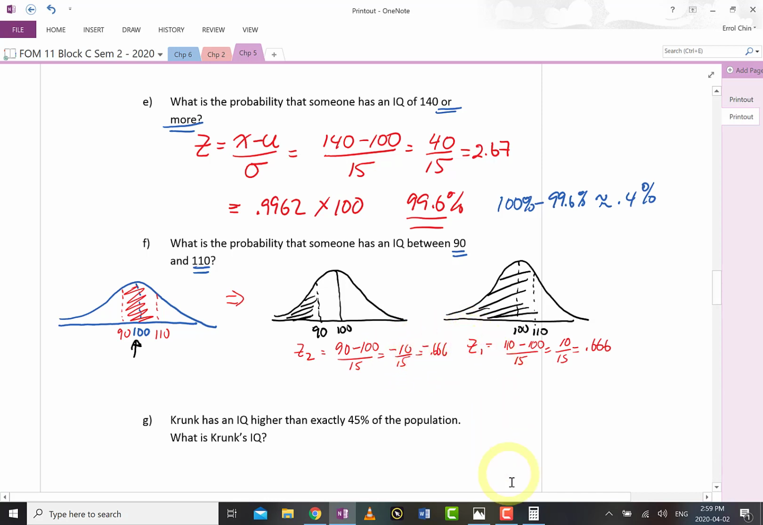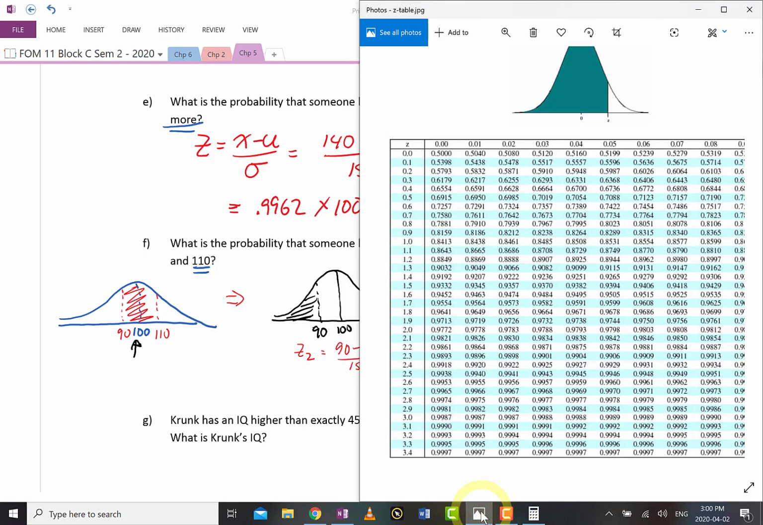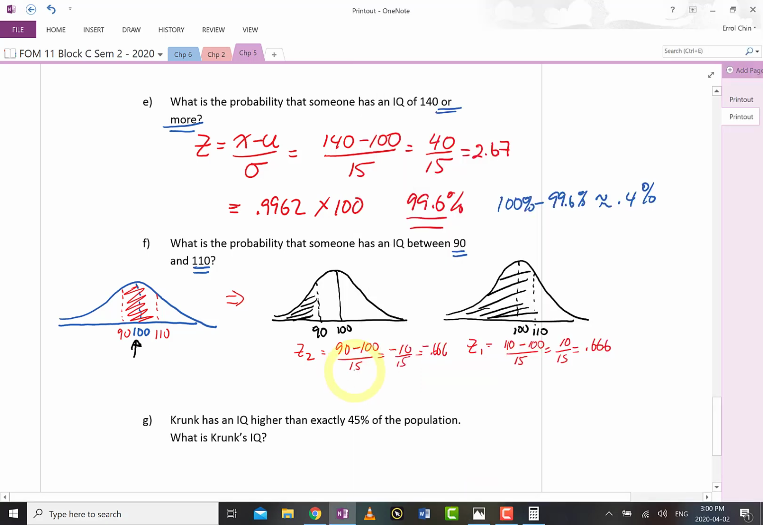Well, I'm going to take my table out, and here's my table. Positive 0.67, right? 0.666 is going to round up to 0.67, and it works out to an area of what looks like 0.7486.